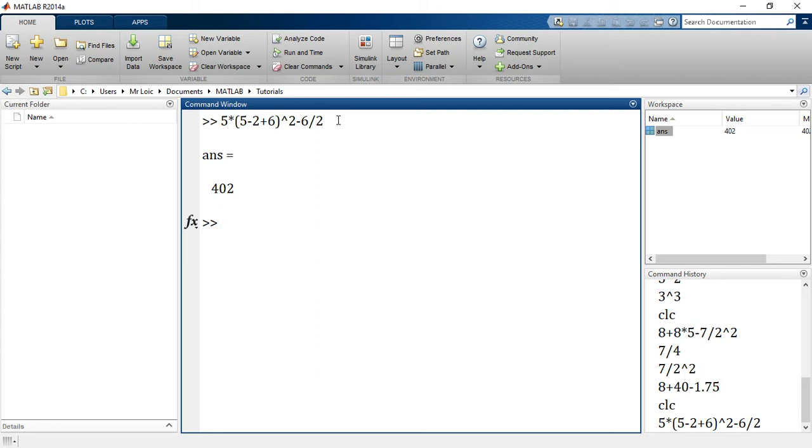So remember, it is brackets first, then exponents, then multiplication and division. They have the same priority, so they will be computed in the order in which they appear from left to right. Then you have addition and subtraction, which will also be computed in the order in which they appear from left to right. So that is what we wanted to see in this session.